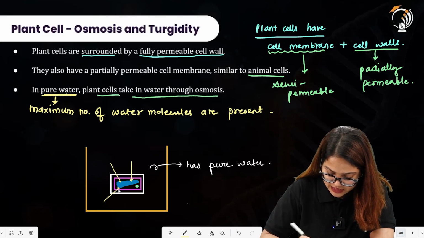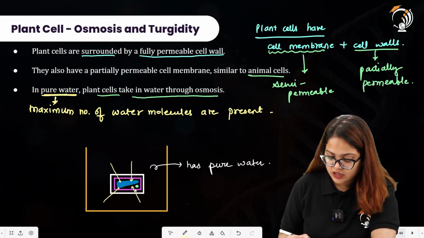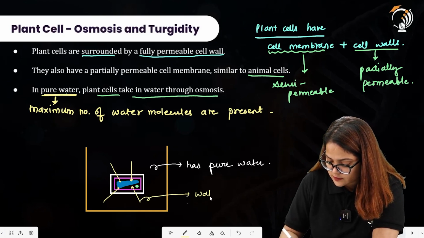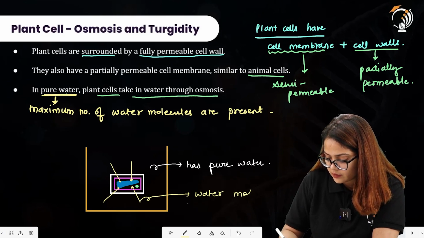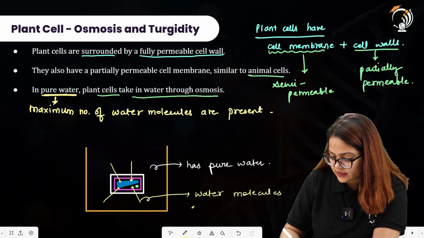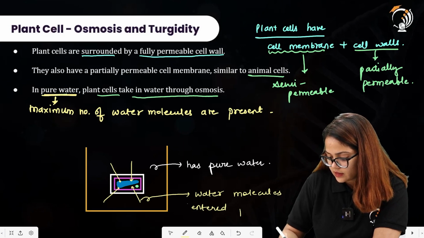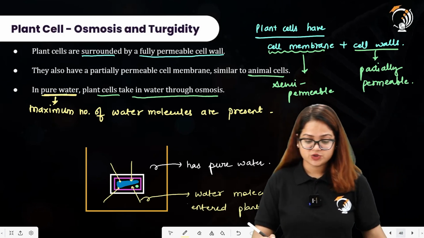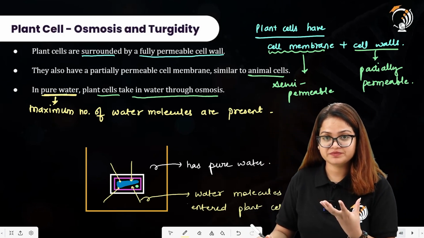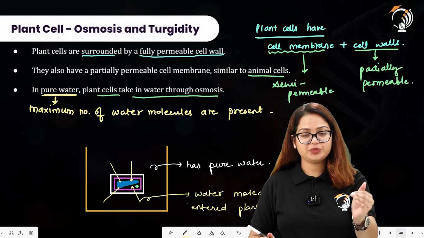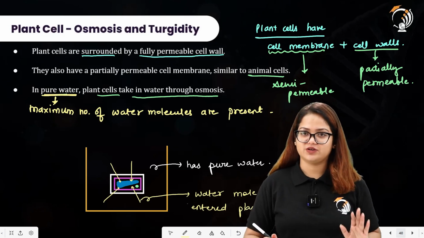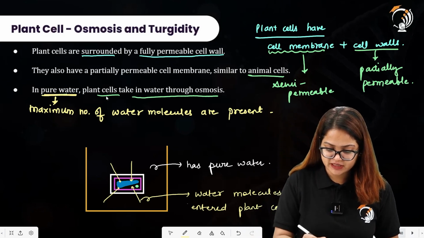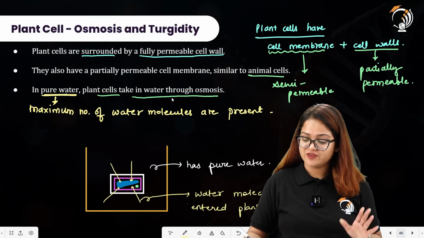So this is what is actually happening. The water molecules entered the plant cells here. Alright, so the cell must have become swollen in structure, but due to the presence of the cell wall, it will not burst. Alright, so this statement is clear. The plant cells take in water through the process of osmosis.